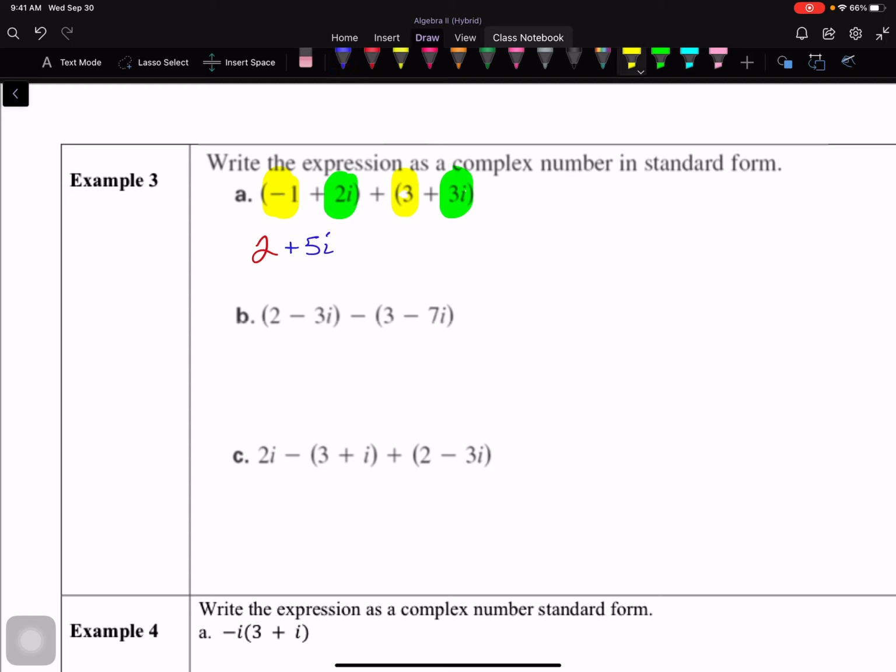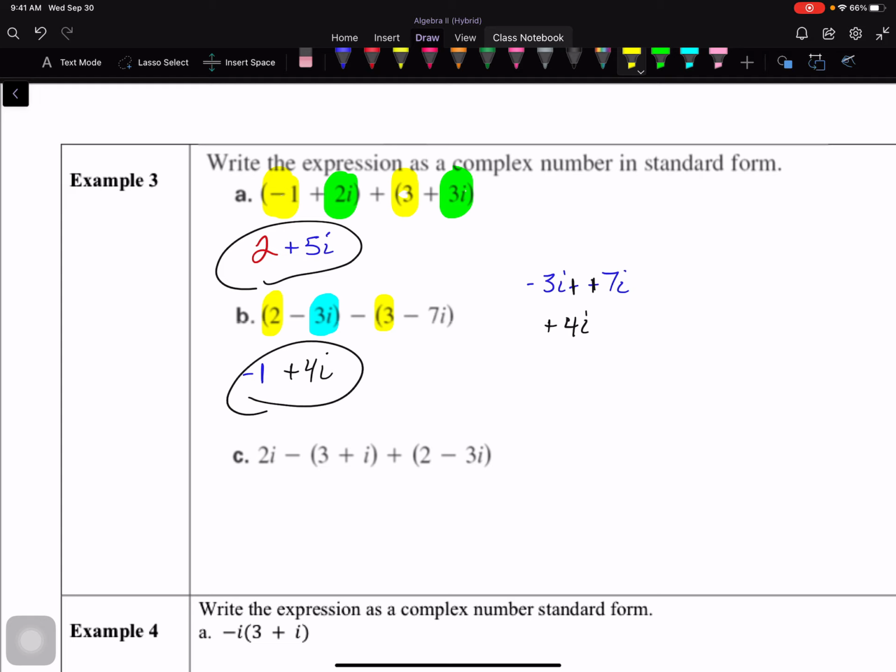That's it. 2 minus 3 is -1. And then -3i. So you got to be careful with these negatives. So you have -3i minus -7i. When you have two negatives back to back like that, again, it's addition. So it's actually going to be a positive 4i, which is the rest of our answer here.